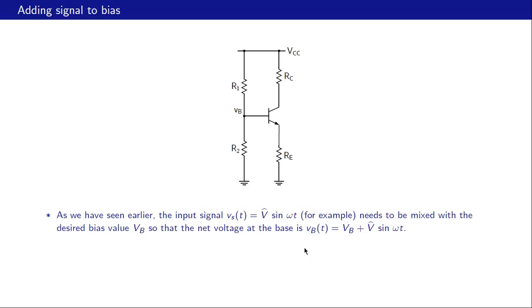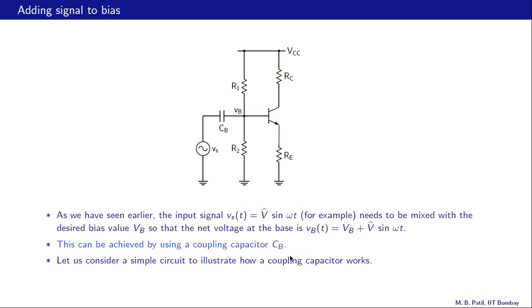So now the challenge is to mix these two, and this can be done by using a coupling capacitor CB, the coupling capacitor there. So we have the signal here, V cap sine omega t, for example, and we have the rest of the amplifier, and we connect the signal to the rest of the amplifier with this coupling capacitor. It's called coupling capacitor because it couples the signal to the amplifier.